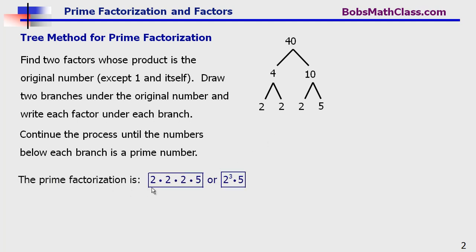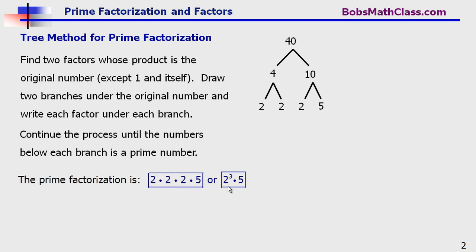That gives us our prime factorization. You write down each prime number at the end of each branch. So we have how many 2's? 1, 2, 3. So 3 2's with a multiplication symbol in between, and 1 5. We do not use the 4 or the 10 because they weren't prime numbers. So we only want to write down the prime numbers and the number of prime numbers that there were. So 3 2's and 1 5.